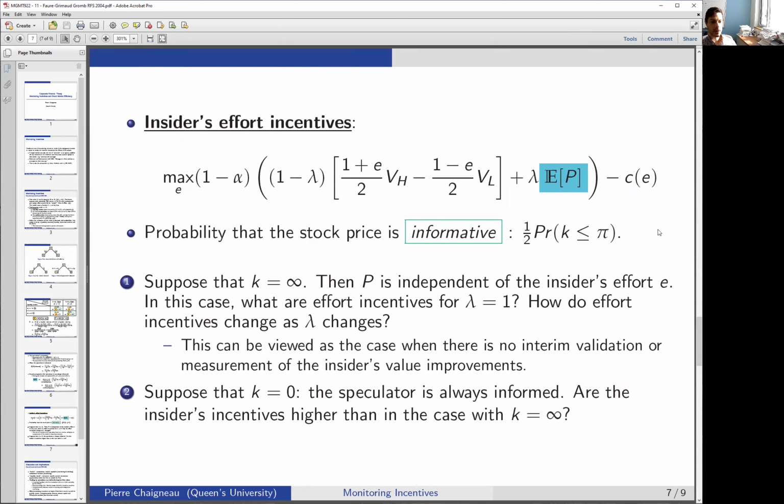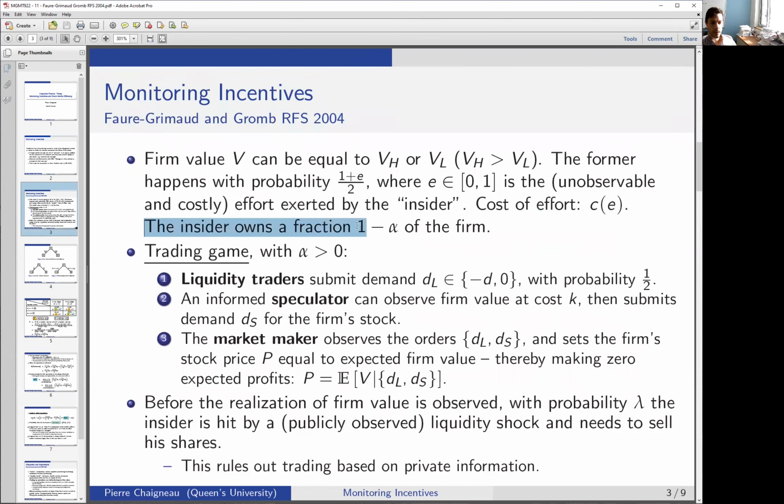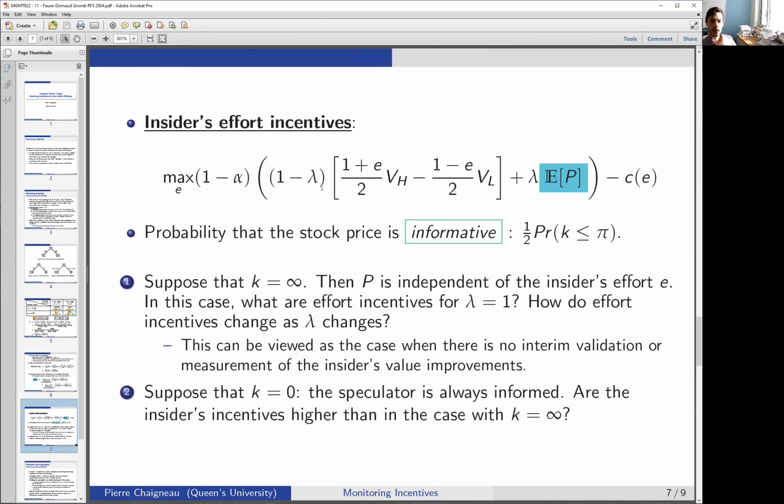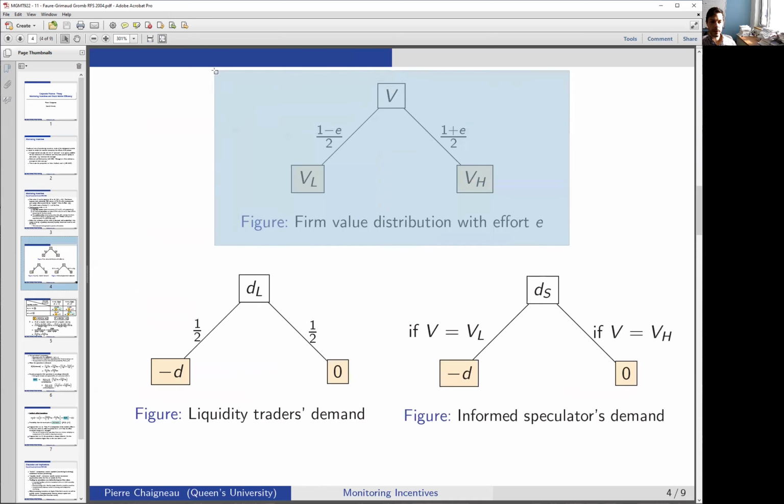And then what is going to be the manager's wealth? It's going to depend on the insider's stake in the firm, which is 1 minus alpha. The insider owns this fraction of the firm. And then there are two cases. With some probability, the insider is not hit by a liquidity shock, in which case he will just hold his stake in the firm until the end of the period. And in this case, what is the distribution of firm value? The distribution of firm value is going to depend on the actual effort exerted by the insider.